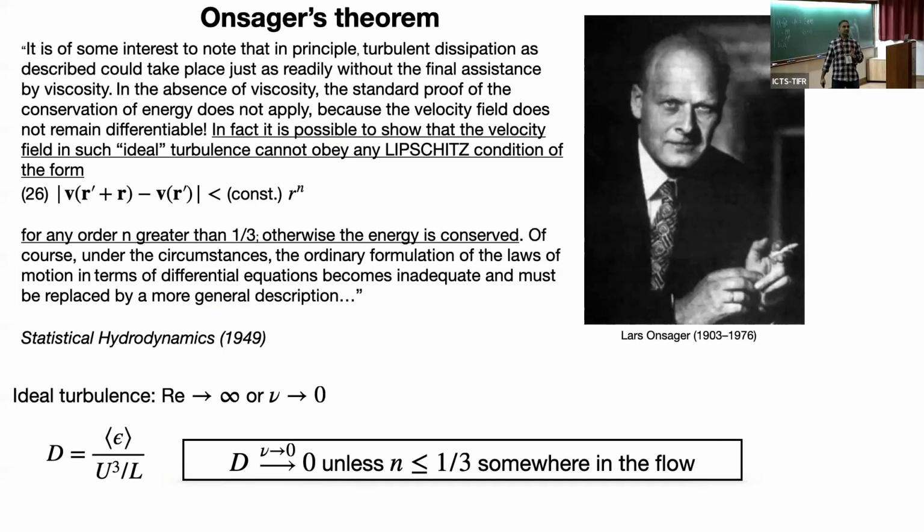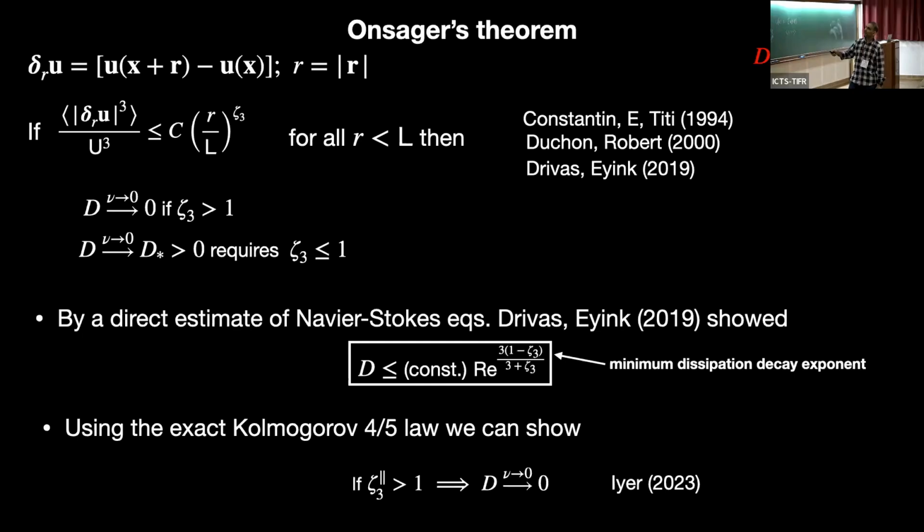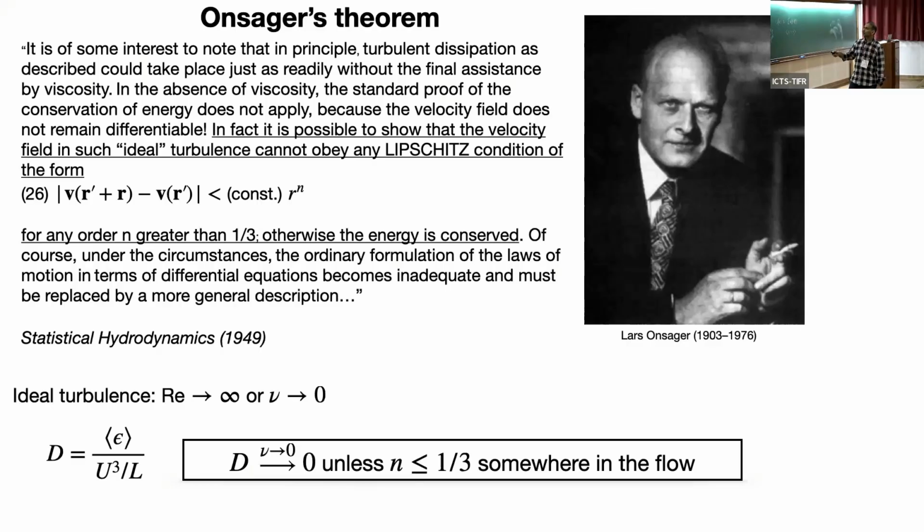So in order to address this, I will use scaling data. And this work is motivated by Onsager's theorem. Onsager was one of the first people to realize there's a connection between large scale quantities like mean dissipation and the small scales. And what he said was, it's possible to show that the velocity field in such ideal turbulence, in the asymptotic limit, cannot obey any Lipschitz condition of the form where the velocity difference between 2 points in the flow is less than r to the power n, like a Holder condition, for any order n greater than 1/3. Otherwise, energy is conserved, which means that the mean dissipation should go to 0.